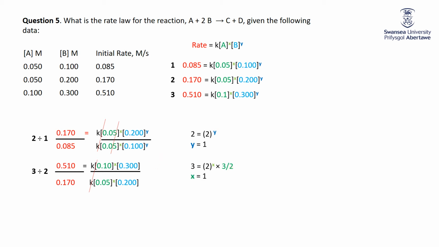So now I can rearrange that a little bit to get x is equal to 1, okay? Because I take 3, I divide it by 3 halves, I get 2. 2 equals 2 to the x. x is equal to 1. So now my rate law is rate is k times the concentration of A to the power of 1 times the concentration of B to the power of 1. Let's do another one.